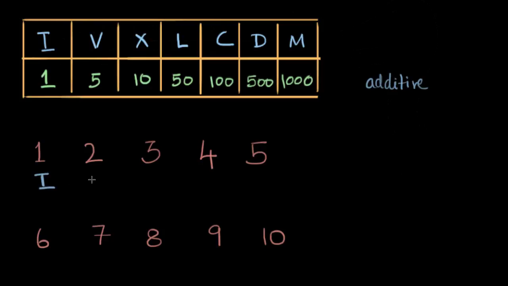And then 2, I need two 1s, and I just have to write them next to each other, so it's II. And 3 is going to be III. 4 is going to be IIII. Not really. So 4 is a little different, but it seems right to do this, right? 3 I's for 3, 4 I's for 4, but it turns out that this is not how we do it, at least not anymore. So I'm going to put 4 as controversial. We're going to talk about 4 more.